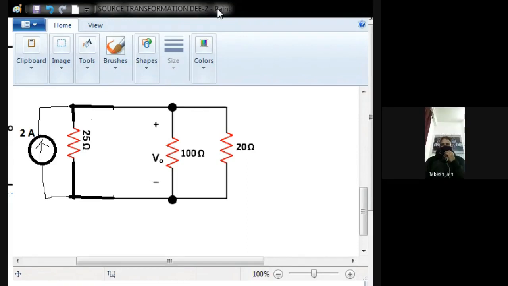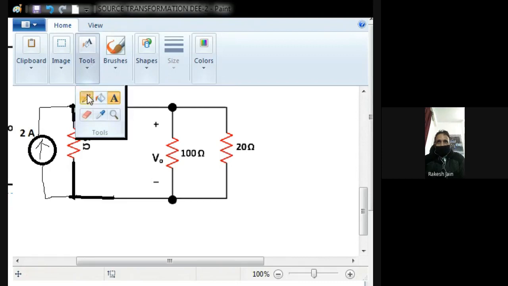Okay. Now see, because we have to calculate something in this 100 ohm resistance, we cannot touch this resistance. Irrespective of this, we just see the rest of the circuit. So here 25 ohm is a resistance and 20 ohm is a resistance, and they are in parallel. The 100 ohm, 25 ohm, 20 ohm and 2 ampere all are in parallel, but because we have to calculate something in this 100 ohm resistor, we cannot touch it.